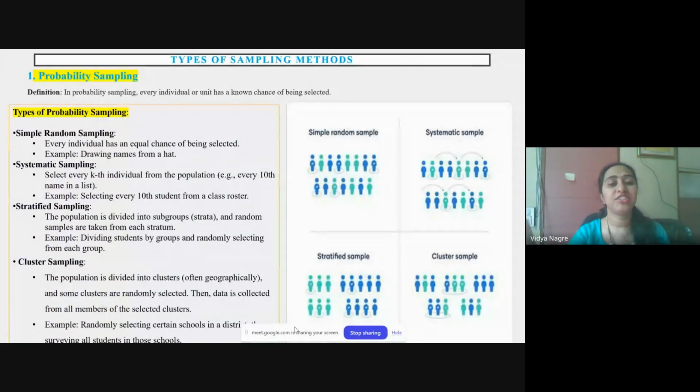And then you take one chit out. You never know whose name will be there. At the same time, everybody has the equal opportunity to get the chance. So this is what is called simple random sampling.